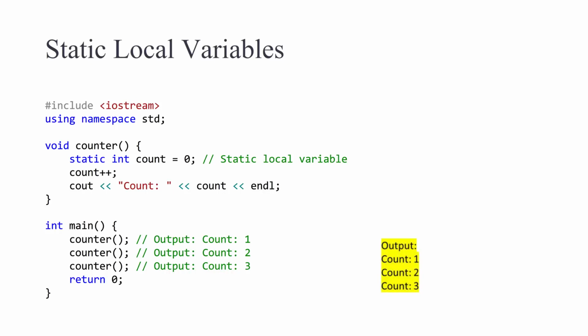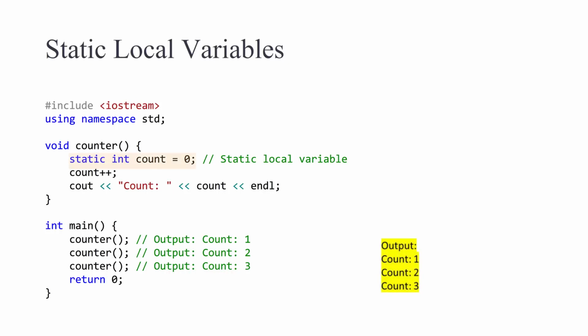Unlike regular local variables, static local variables retain their values between function calls. They are initialized only once, when the function is called for the first time, and their lifetime extends throughout the program's execution. Here is an example to illustrate the use of static local variables.